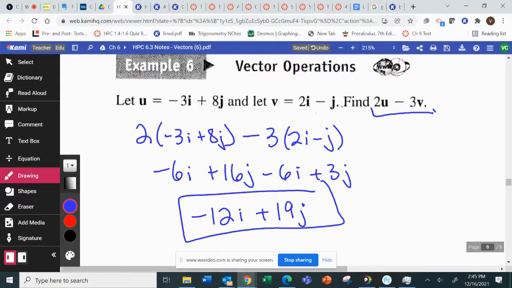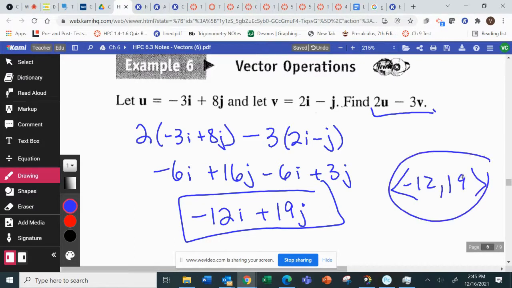What would be the component form answer? <-12, 19>. Don't overthink it. That's the component form. This is the linear combination. This is component. Okay? So far, vectors aren't too bad. So far.